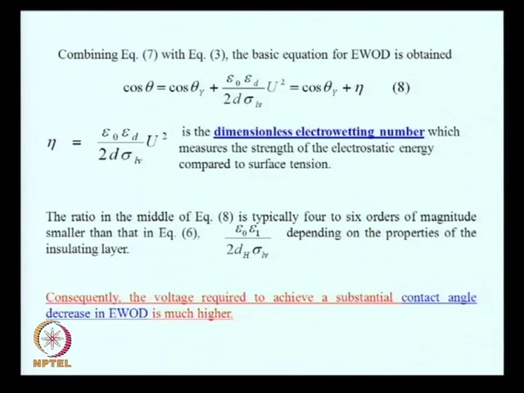We have seen this in the last class, where cos theta is essentially the contact angle on application of voltage, theta_Y is the equilibrium contact angle without any voltage, U is the applied voltage, sigma is the surface tension, d is the thickness, and so on. Now, when we saw this equation for the case of an electrolyte in direct contact with an electrode, which is electrowetting, we saw that the potential difference that can be applied between the electrode and the electrolyte is rather small. It is only of the order of a few hundreds of millivolts.